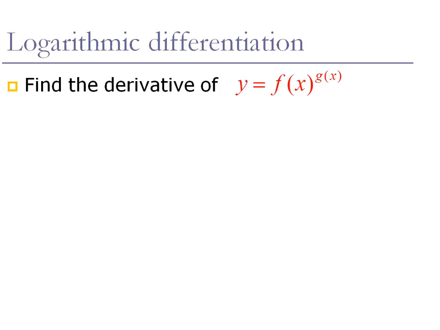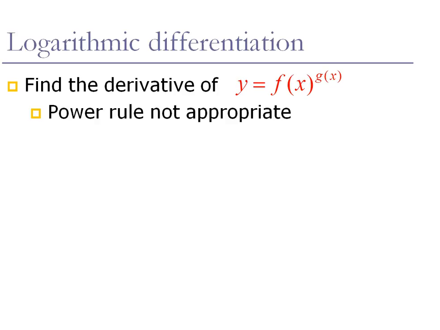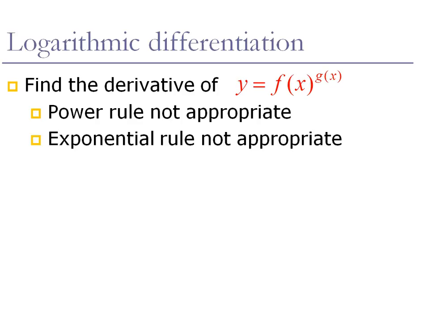So let's say that we need to find the derivative of a function that looks like that. So it's a function that has the x both in the base and the exponent of a power. So we cannot use the power rule because the power rule requires the exponent to be a constant, and in this case the exponent is not constant. And we cannot use the exponential rule either because the exponential rule requires the base to be a constant. In this case, the base is f of x, which is not a constant. So what are we going to do? The way it is right now, we cannot use any of the rules that we have seen so far.